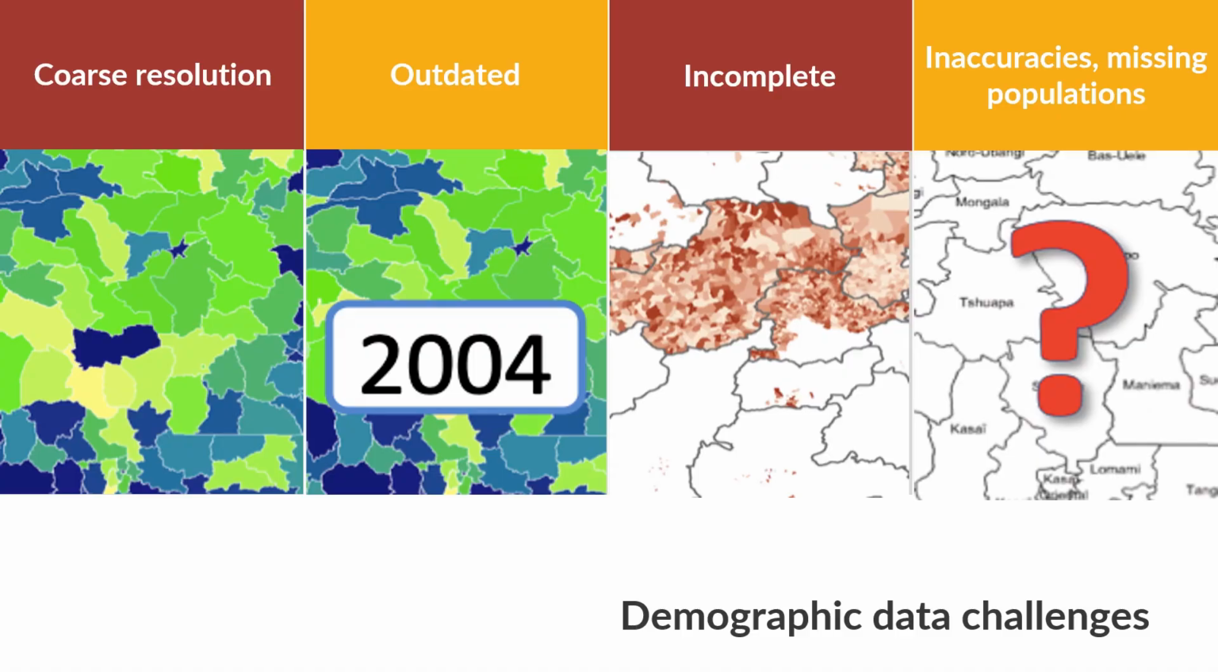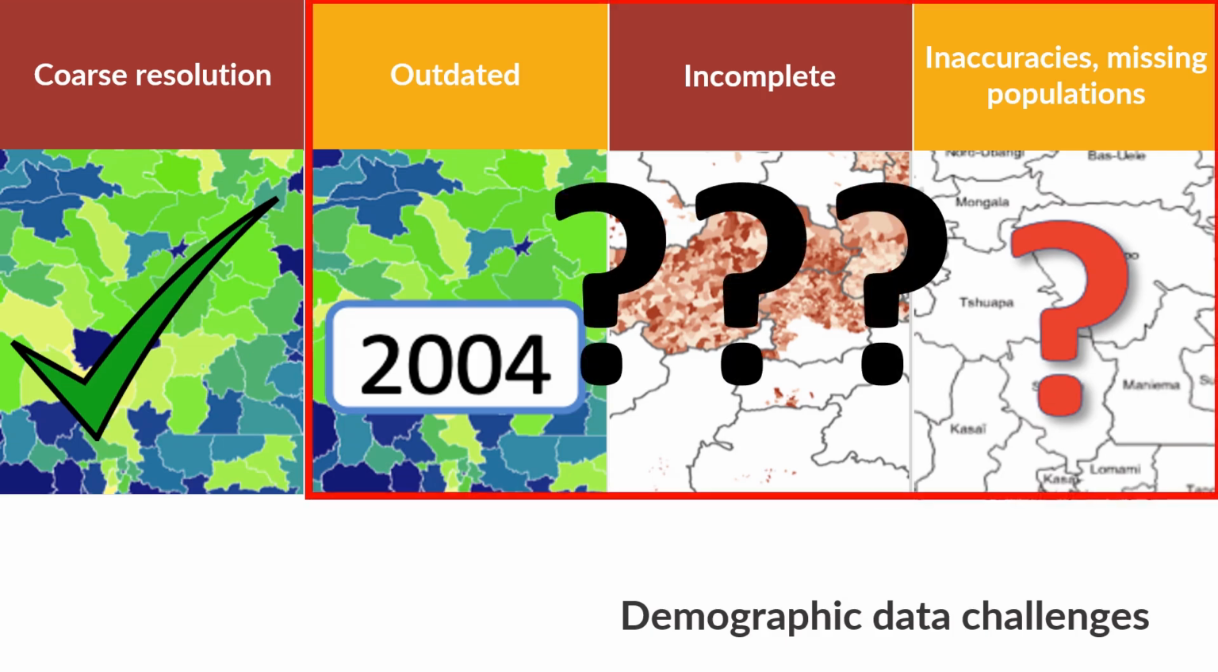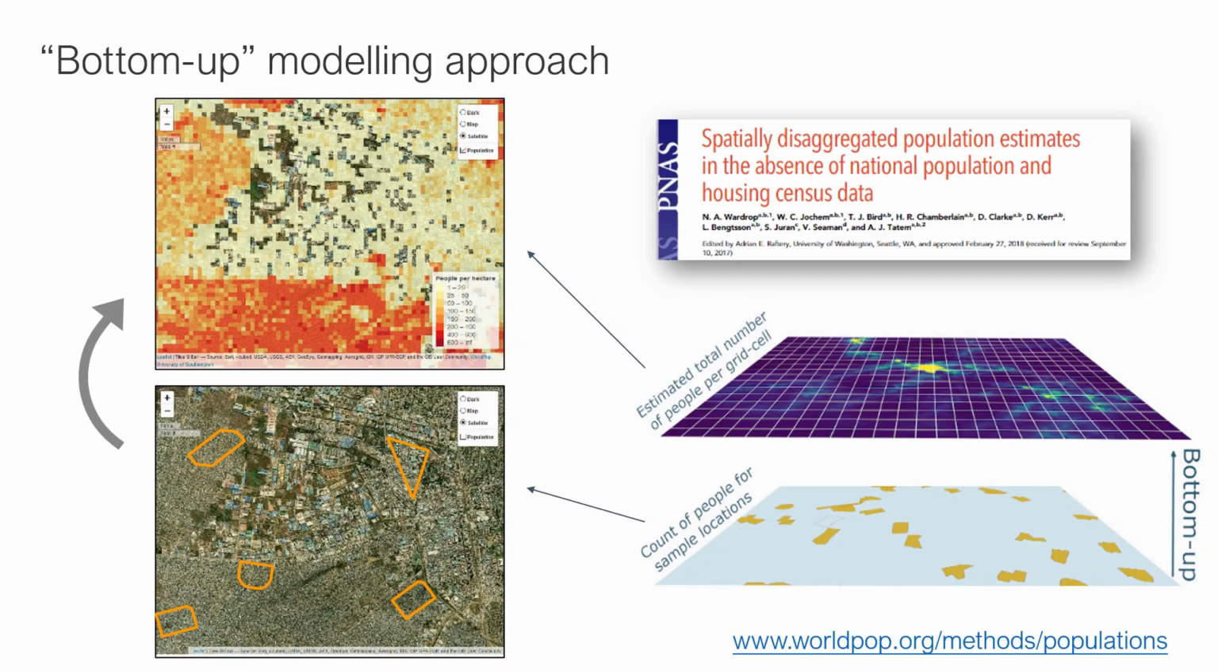So all that I've presented up to now, I think in these types of challenges, we've maybe worked out a way to address this coarse resolution problem. So we're taking some kind of aggregate counts and disaggregating them to grid squares. It leaves these challenges of what if we don't trust that aggregate data, if it's outdated, if we only have a small bit of data that we trust, what can we do? And this is where the bottom-up modeling approach comes in.